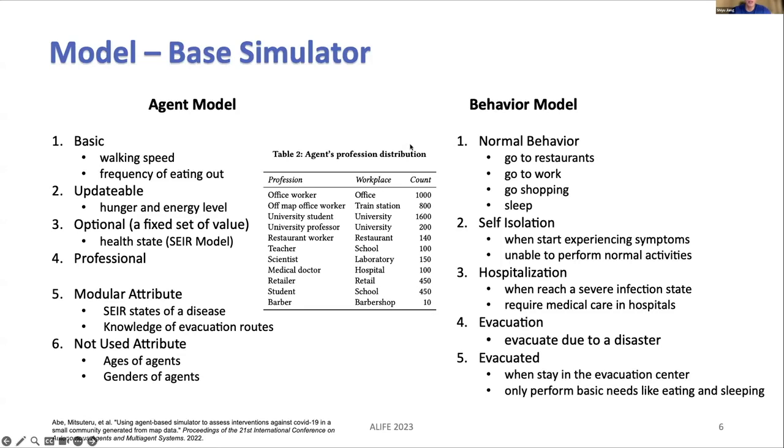And this is the behavior model. As you can see, we have some normal behaviors for the agent, like go to restaurant, go to work, go shopping, and sleep. And we have some behaviors regarding the infection states, like self-isolation or, one step further, hospitalization. And we have some behaviors that are related to our newly proposed model, evacuation and evacuated. I will introduce them in the next slide.